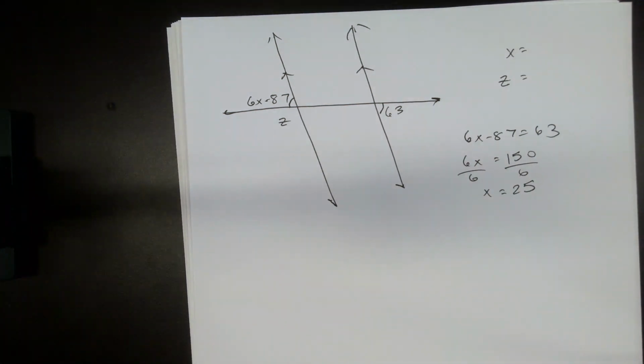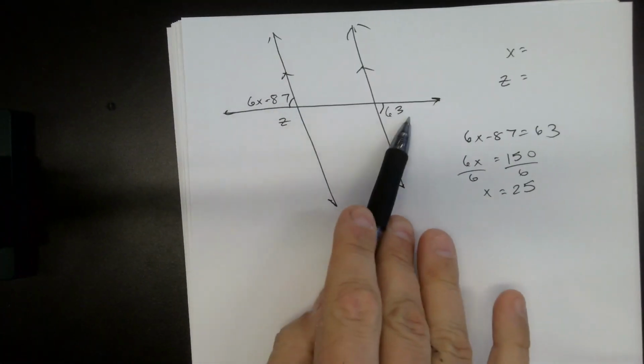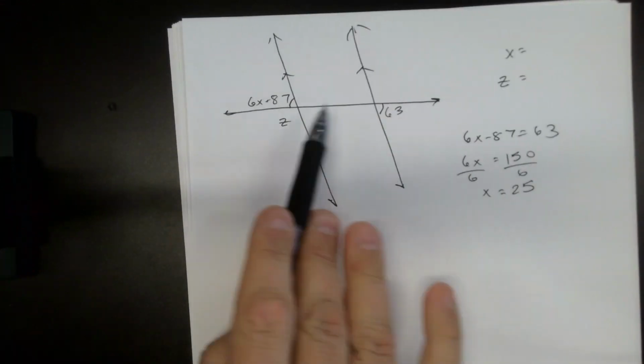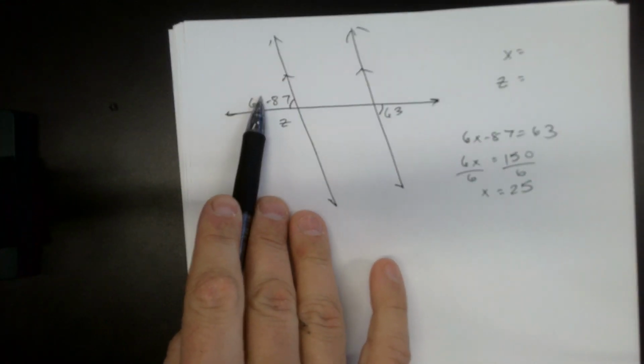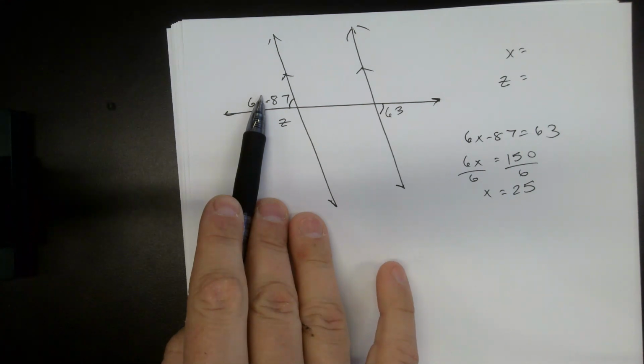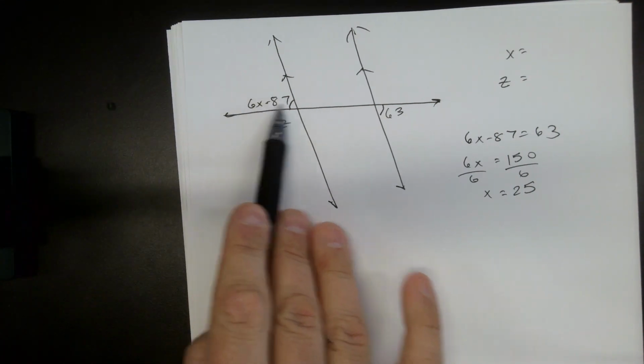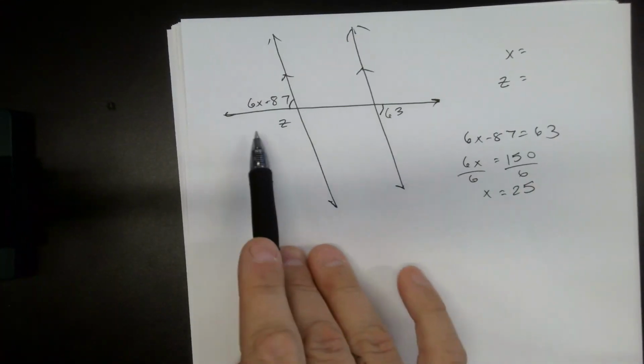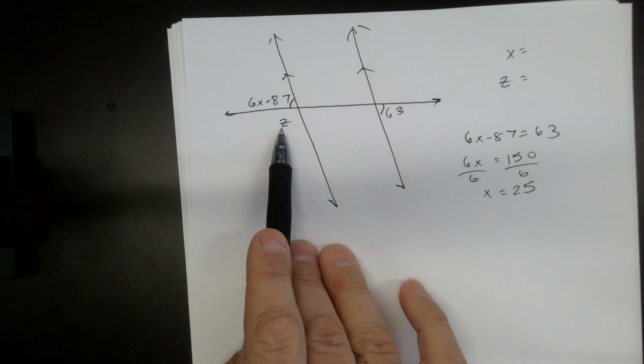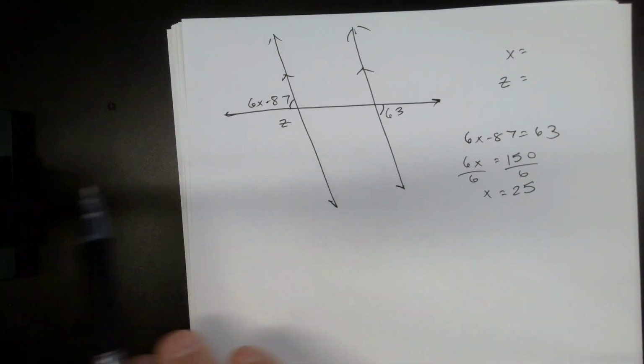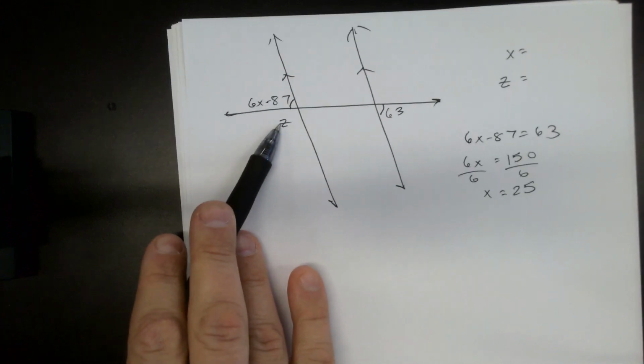So we know what x equals. Once again, we know these two are equal because of alternate exterior angles. I think you guys probably learned this in 8th grade, if I remember right. So then how can we find z? Somebody is going to tell me, Maddox. 180 minus 63. Okay, perfect.